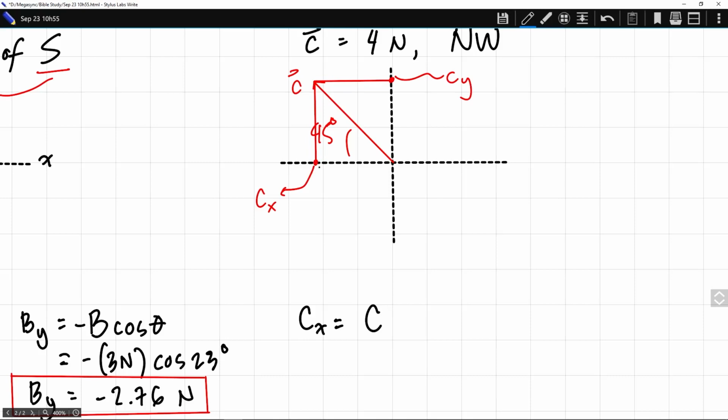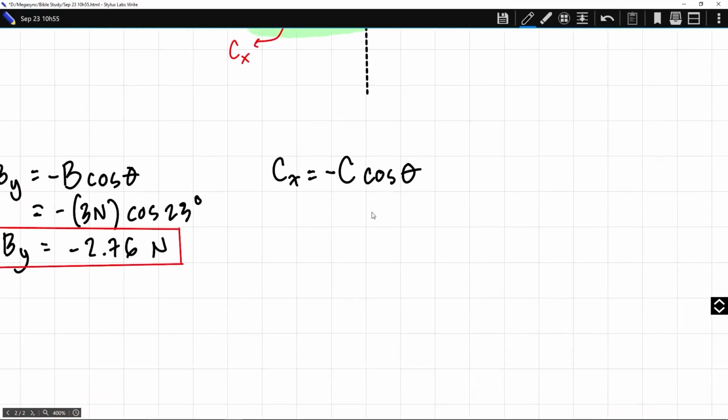So this is our component C sub x. Then, here is our angle, so they are adjacent. The angle is attached to our component. So we will use cosine theta. Now, determine if it is positive or negative. So from our diagram, it is on the negative x-axis. So this should take a negative value. Okay, so let's solve for this.